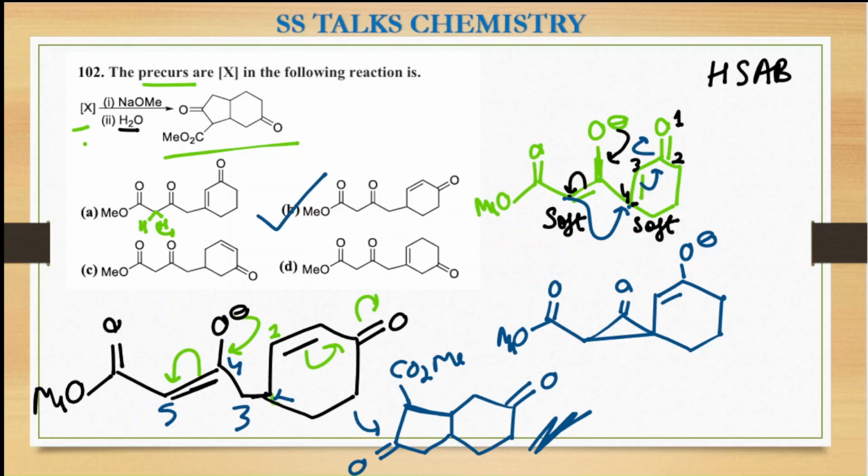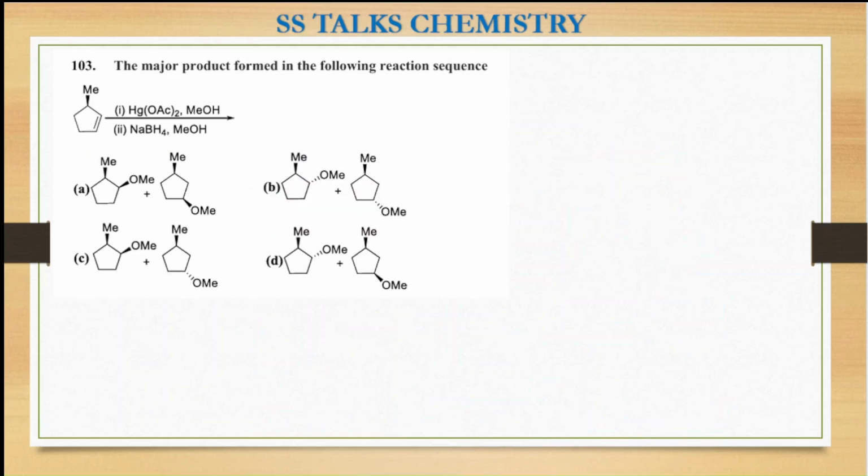Okay, so for C and D also you can check your answers whether you are getting it or not. You will not be getting it in those cases obviously, because this is the desired answer. Okay, so B is the correct option for this one. Okay, now let us move on to the next question, that is this one.